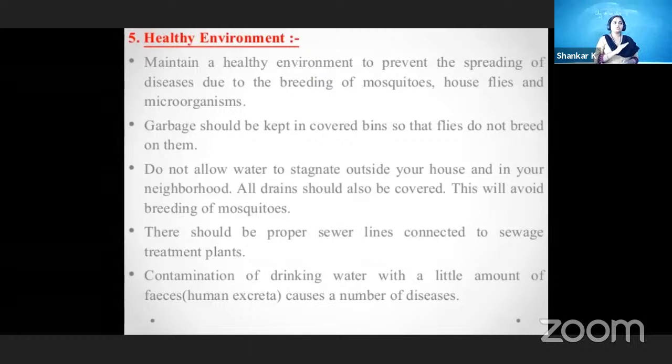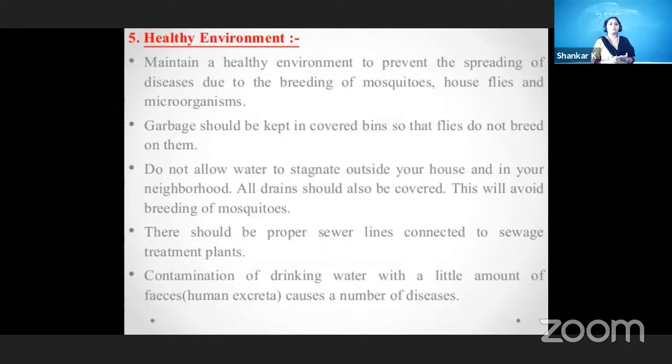You just close it with any long tiles you can use, and you have to close it. It should not be kept open. By that way also the mosquitoes and flies can increase. If you cover it, breeding of mosquitoes will be avoided, and you can decrease the breeding of mosquitoes and flies.